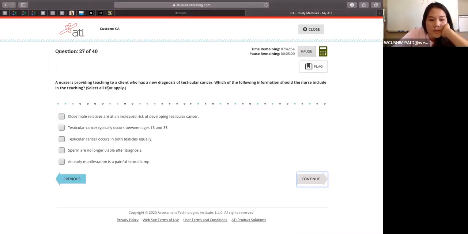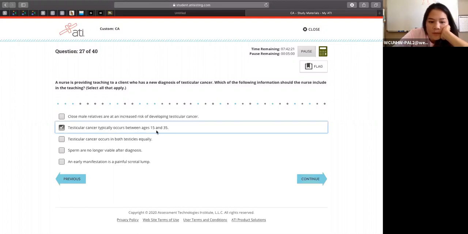A nurse is providing teaching to a client who has a new diagnosis of testicular cancer. Which of the following information should the nurse include in the teaching? So they have testicular cancer. What should the nurse teach about this cancer? A, close male relatives are at an increased risk of developing testicular cancer. B, testicular cancer typically occurs around the age.